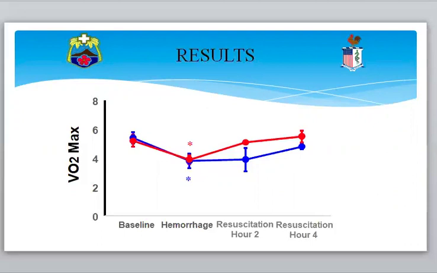Both groups had a significant decrease during the hemorrhage, and both were able to return to close to baseline, although we do see a trend for whole blood to be able to do this more quickly and with a larger magnitude of effect.